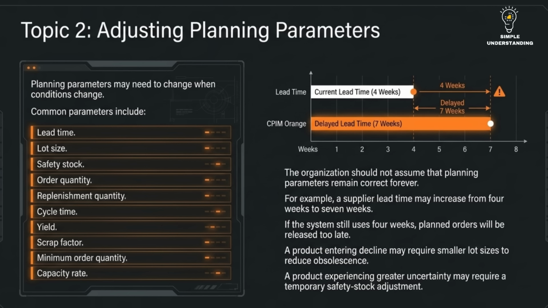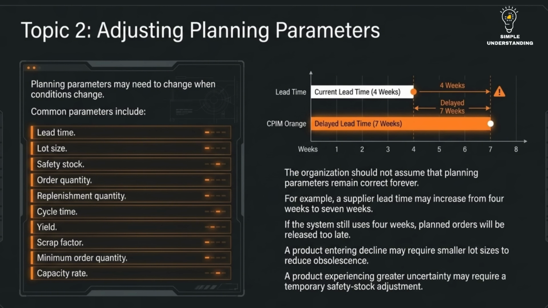Planning parameters may need to change when conditions change. Common parameters include lead time, lot size, safety stock, order quantity, replenishment quantity, cycle time, yield, scrap factor, minimum order quantity, capacity rate. The organization should not assume that planning parameters remain correct forever. For example, a supplier lead time may increase from 4 weeks to 7 weeks. If the system still uses 4 weeks, planned orders will be released too late.